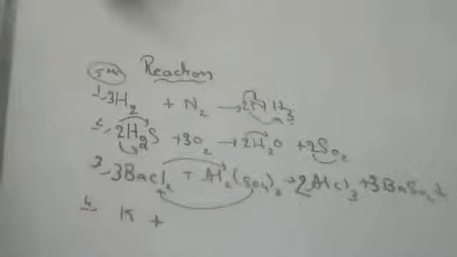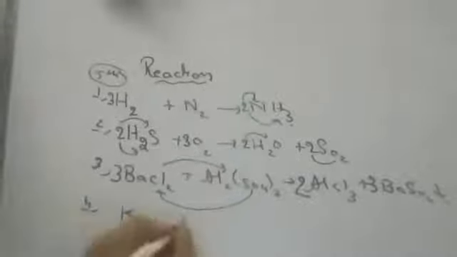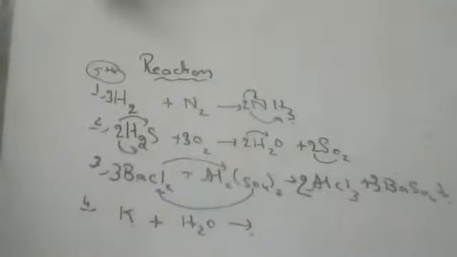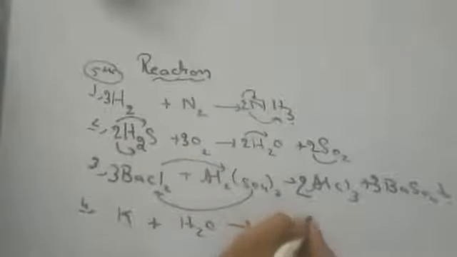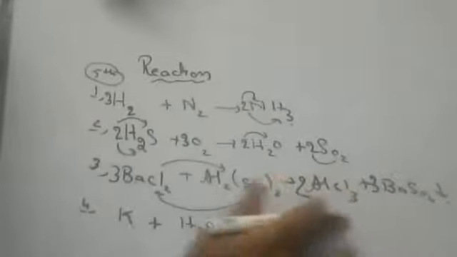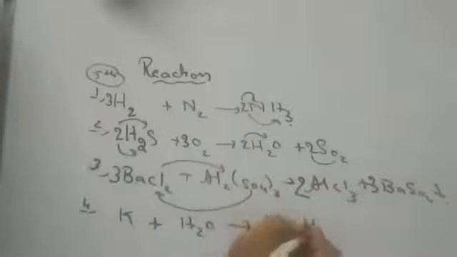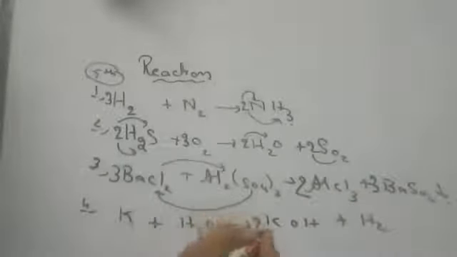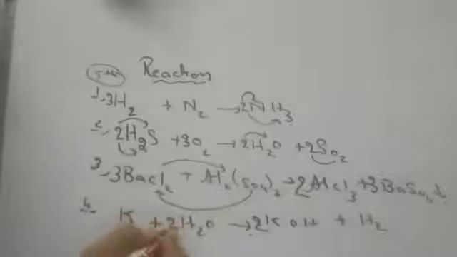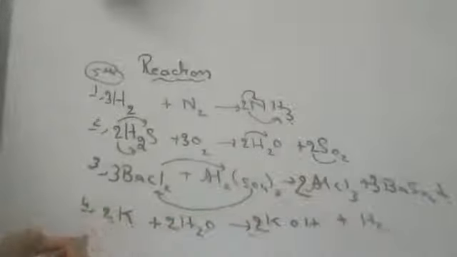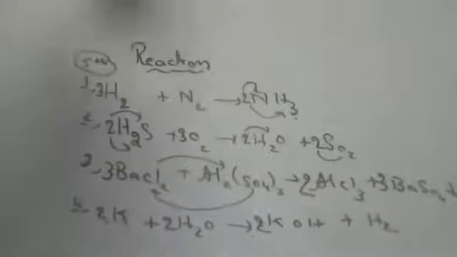potassium metal reacts with water. Potassium reacts with water. So children, what you'll get is potassium hydroxide and hydrogen gas. Potassium hydroxide, K is plus 1, OH is minus 1. So plus 1, minus 1 cancel. What is the formula? KOH plus hydrogen gas will come. Okay, children, hydrogen, how many are there? 2 here. Here you put 2. 2 plus 2, 4, children. Put 2 oxygens, but 2 potassiums are there. So put here 2 potassiums. Are you able to understand?